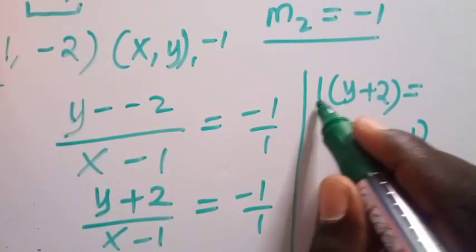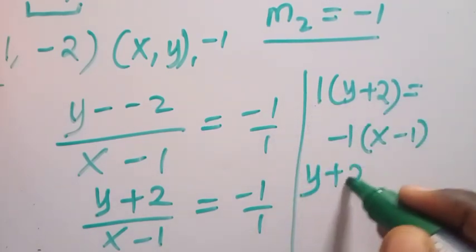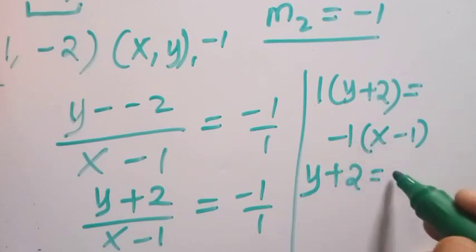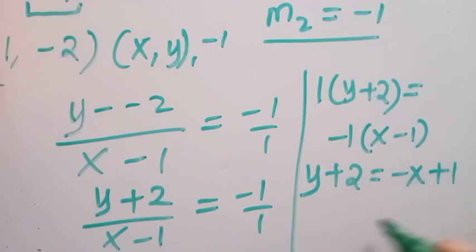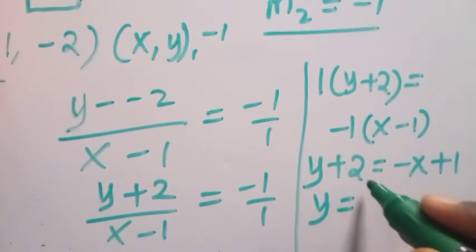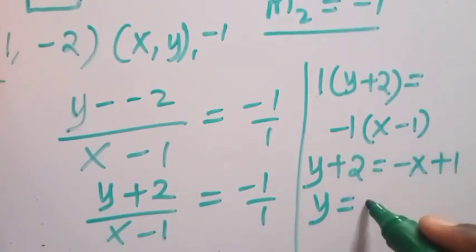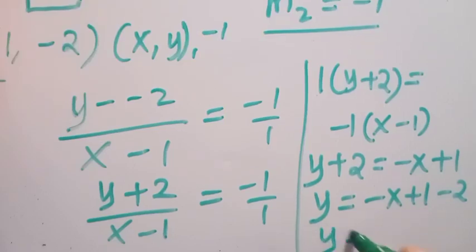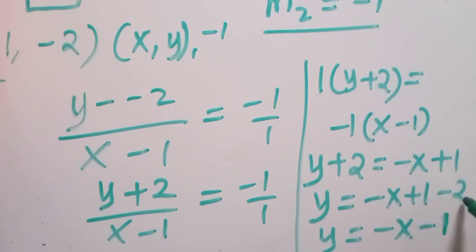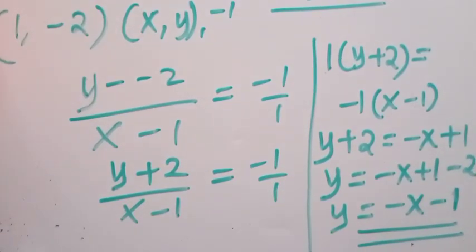And therefore we have 1 times the whole of this, so y plus 2 equals -1 times x, which is -x. -1 times -1 is +1. And therefore y equals, if we take +2 to the other side, it will be negative, so we shall have -x plus 1 minus 2. In this case, our y will be -x minus 1, because +1 minus 2 is -1. And therefore, this is the equation of the normal to the curve.